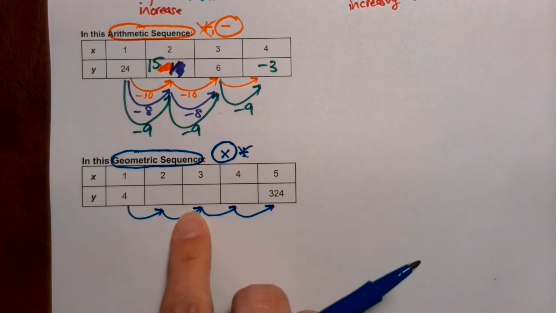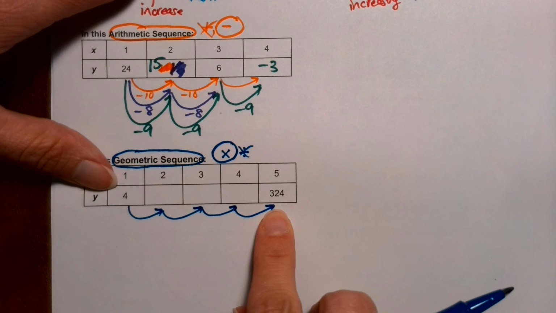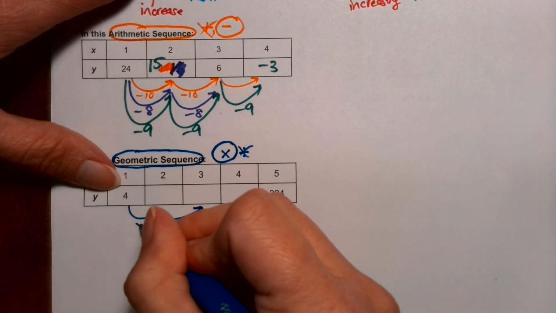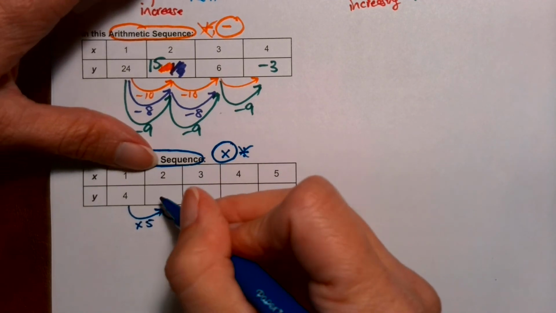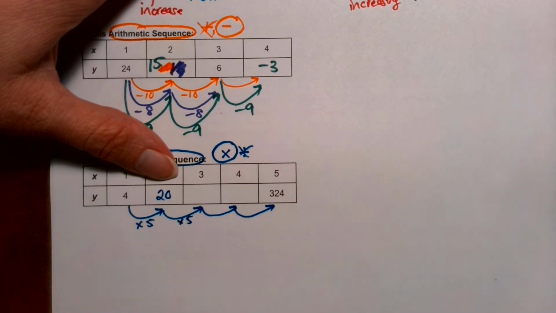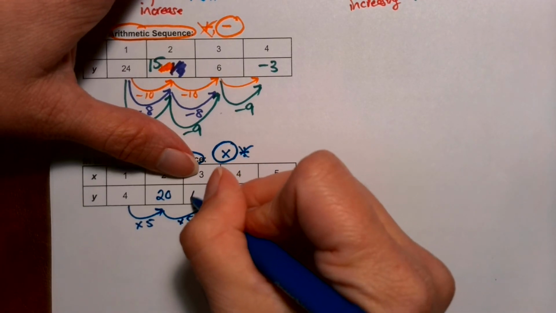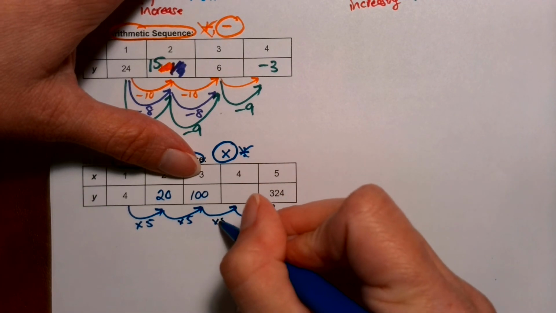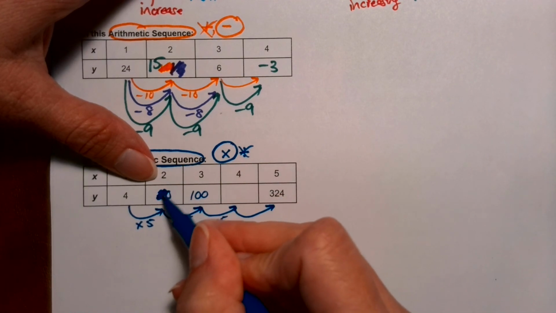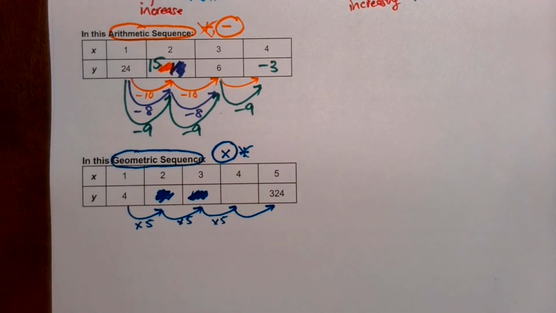I'm going to have to figure out how many times to multiply something here, and I'm going to try the number 5. 4 times 5 makes 20. 20 times 5 makes 100. Times 5 is 500. That's too much. Okay, sorry 5, you're not correct. I have to pick a number smaller than 5. How small of a number should I pick?